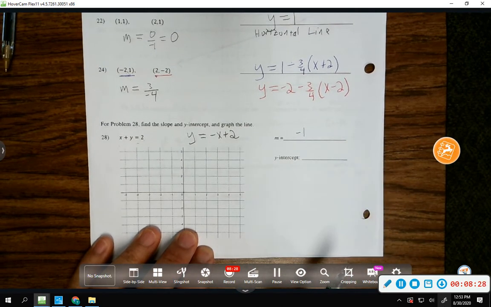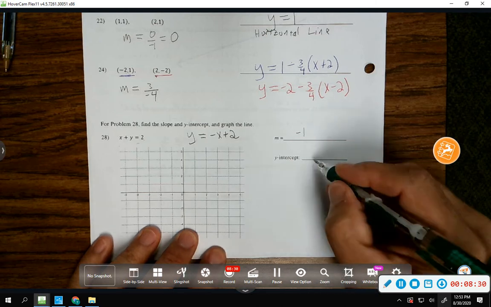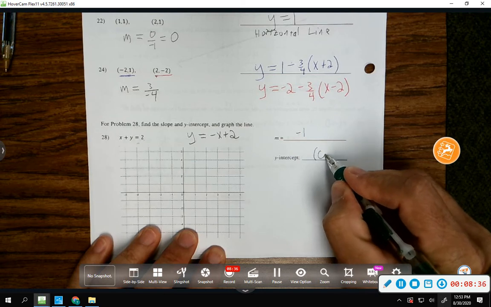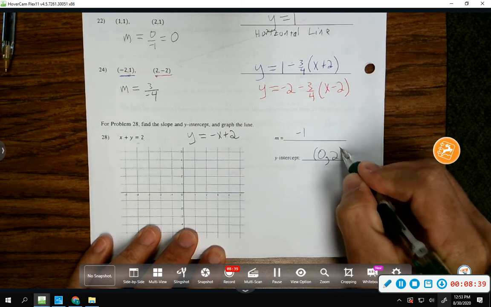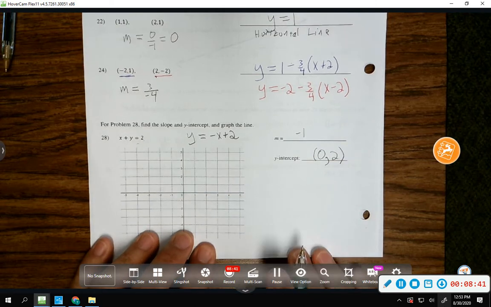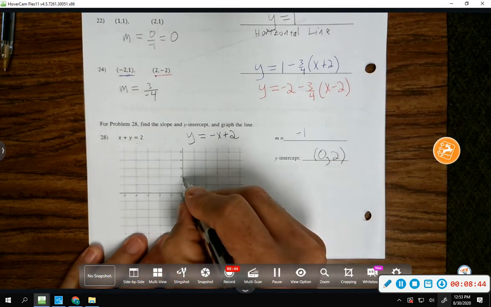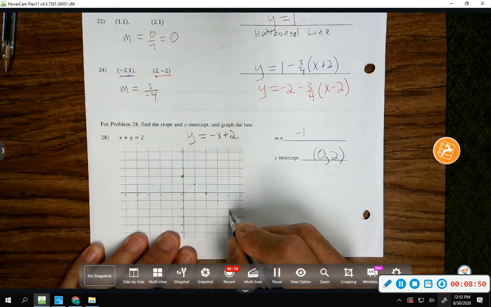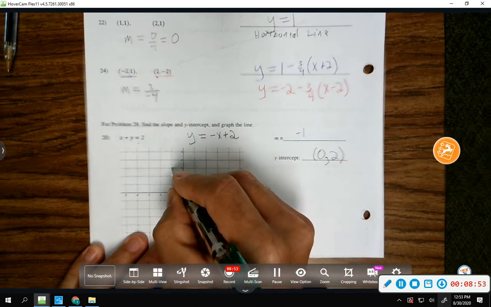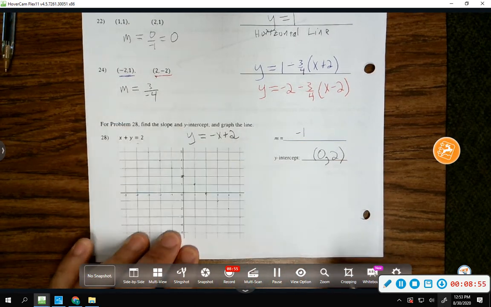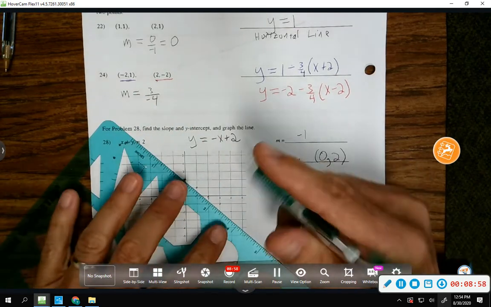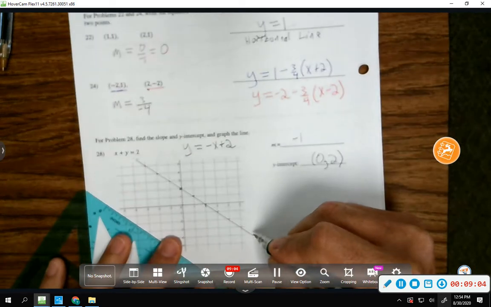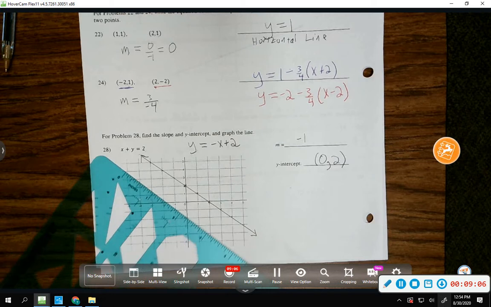Whenever I ask for a y-intercept, I don't want you to say b equals 2. I always want you to write it as a coordinate point so that we remind ourselves that a y-intercept always has an x-coordinate of 0. So I'm going to go through the point 0, 2, and I'm going to go down 1, over 1, down 1, over 1. Notice that my slope is going downhill. If I have a negative slope, the line goes downhill from left to right. I'll use my nice little straight edge so I get a nice line. Okay.